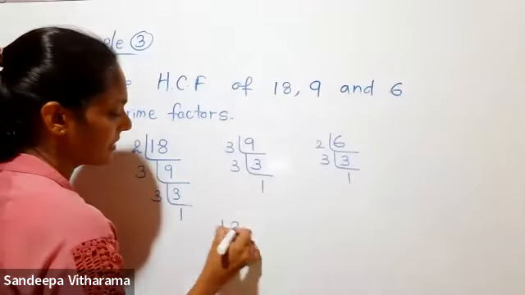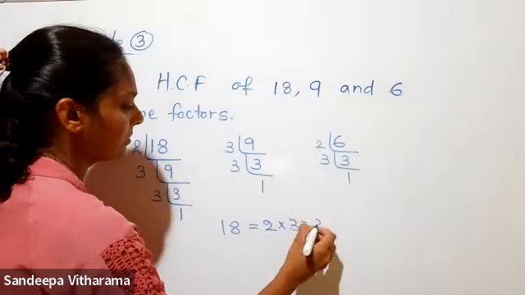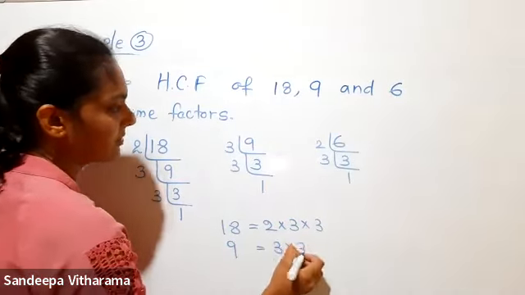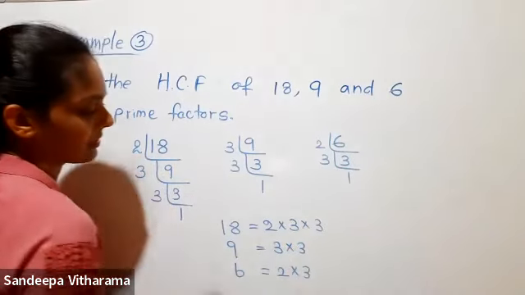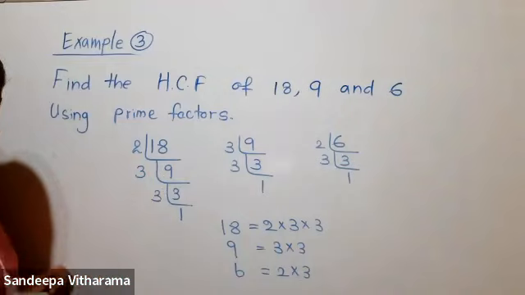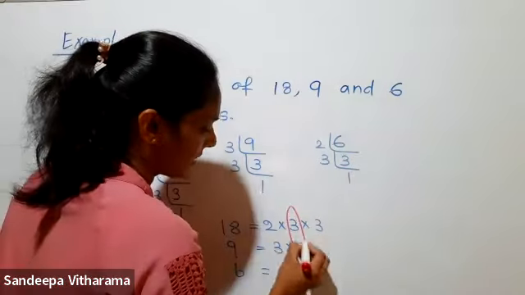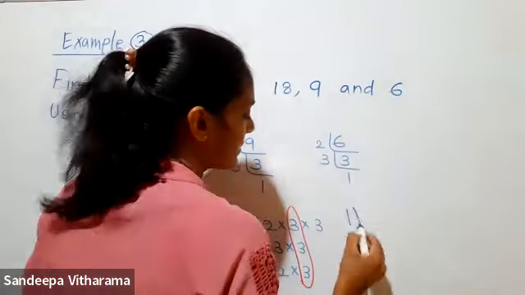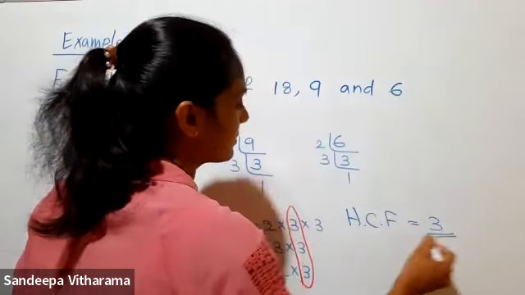Then 18 is equal to 2 into 3 into 3. 9 is equal to 3 into 3. 6 is equal to 2 into 3. Then what is the common factor? The common factor is 3. Then HCF is equal to 3.